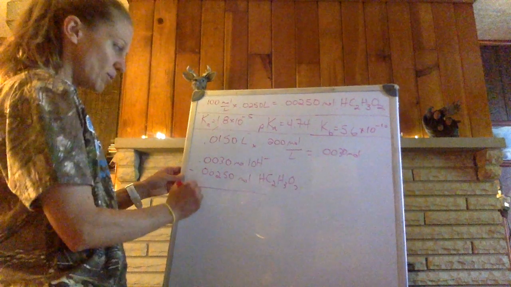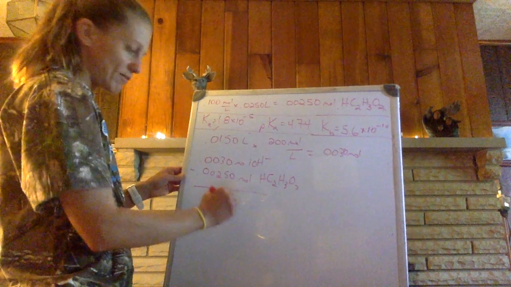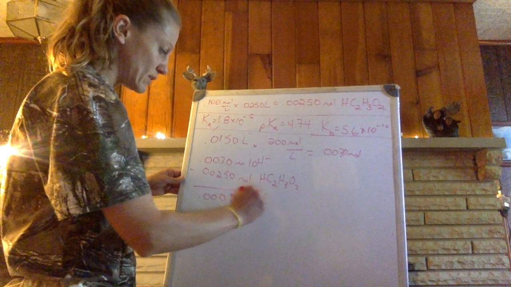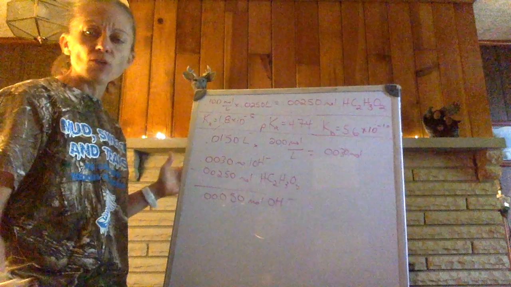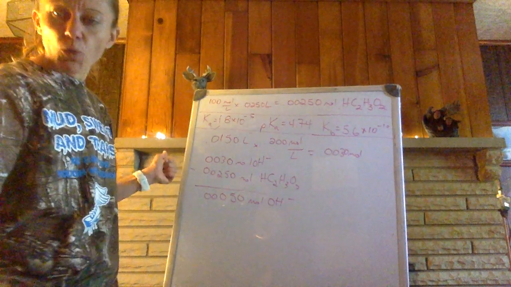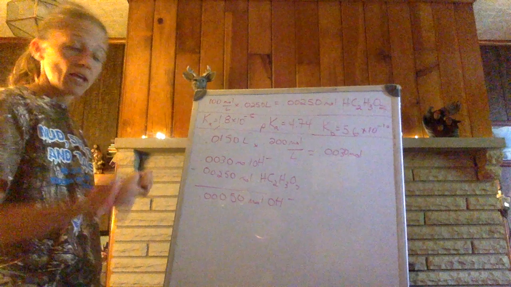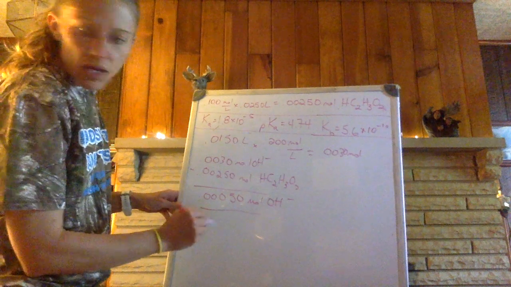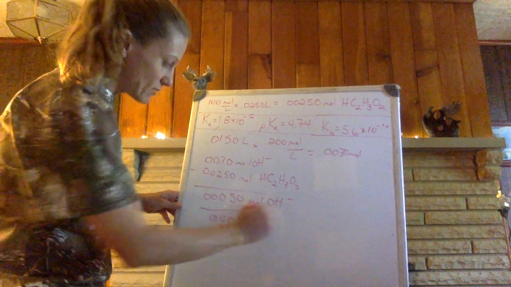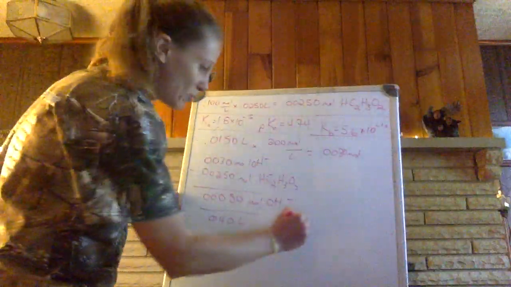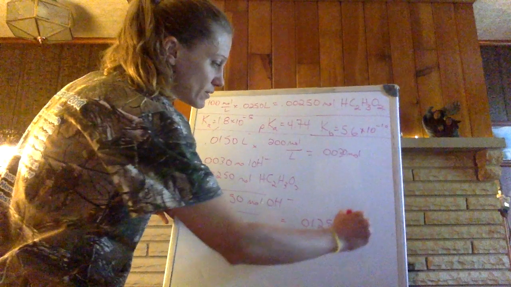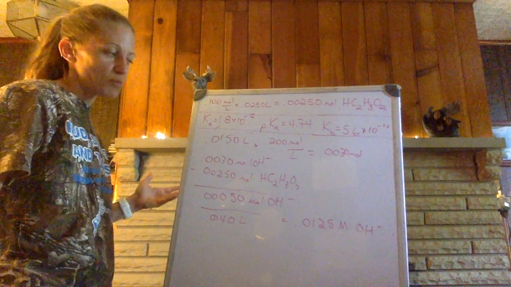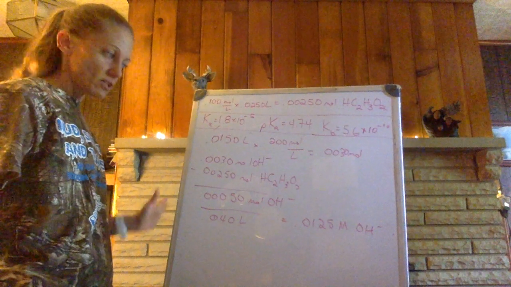This leaves me 0.0005 moles, there's more zeros after that for my significant digits, but we're good, of OH minus. What's my total volume? I started off with 0.0250 liters. This is 0.0150, so I'm going to have 0.040 liters here for a concentration of 0.0125 molar OH. After the equivalence point, all that's going to determine my pH is that OH.